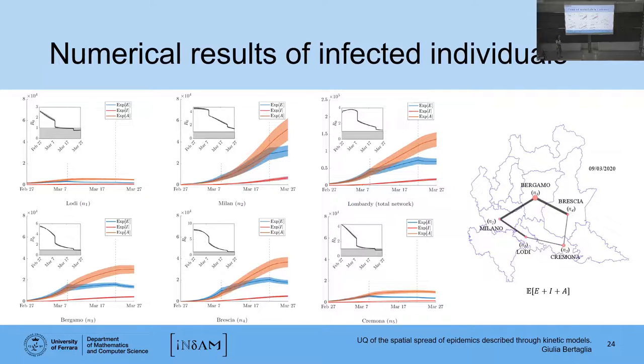And here we can see the expectation of the infected individuals, in terms of exposed, severely symptomatic, asymptomatic, or mildly symptomatic people, with expectations and 95% confidence intervals for each node, for each city of our network, and also for the whole Lombardy network. We can see that effectively the model is able to capture the heterogeneity of the spatial spread of the epidemic. Indeed, as I said before, the virus started to spread from these two cities, but after one month, due to the mobility of people, the majority of the virus is concentrated in the bigger cities of the network.